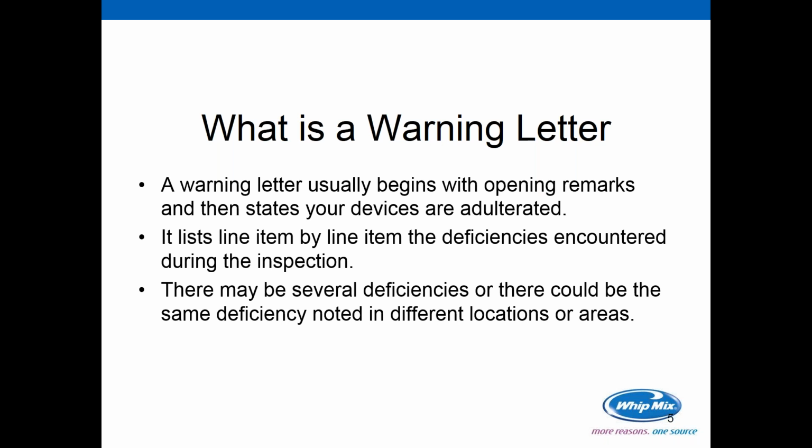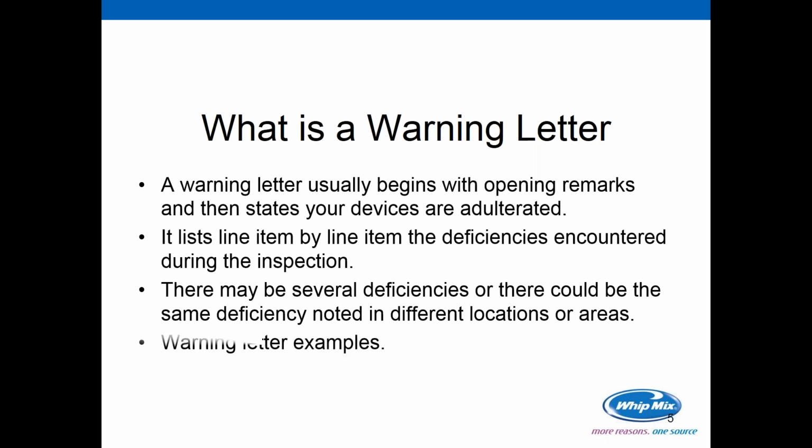There may be some deficiencies noted throughout the warning letter, where it says, in this area we found violation A, there is a violation in area B or area C, and so on and so forth. The agency will list each and every one of those deficiencies that they find, and you have to give a response to them.